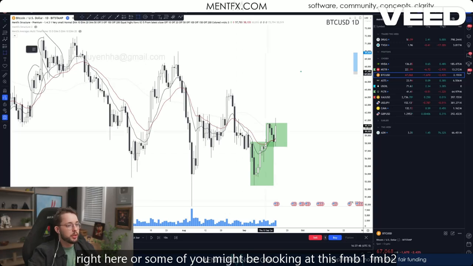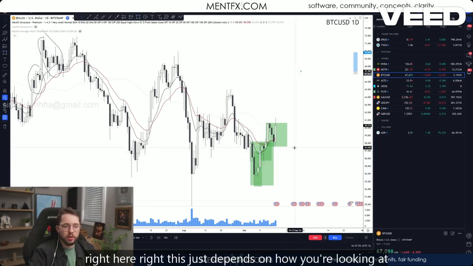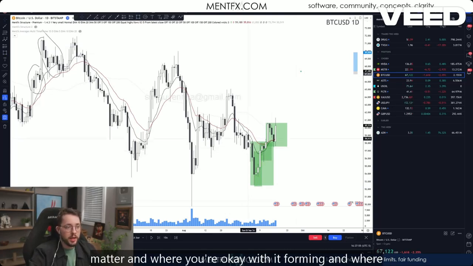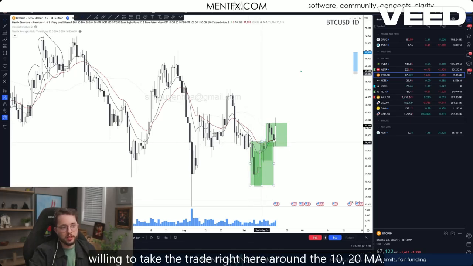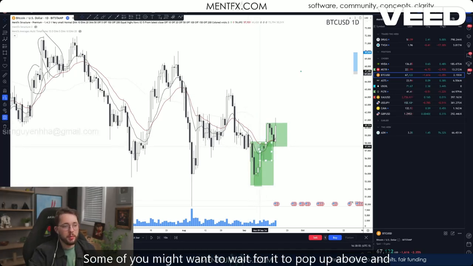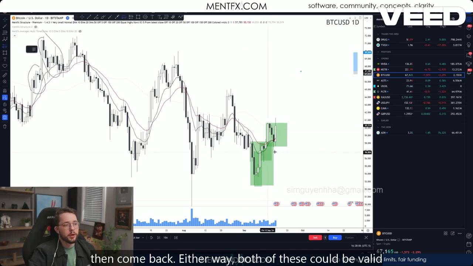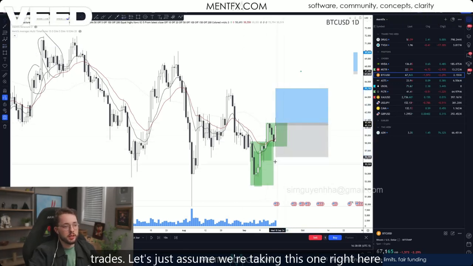Or some of you might be looking at this FMB1, FMB2 right here, right? This just depends on how you're looking at the actual double MB that's forming and where you're okay with it forming and where you're okay with taking a trade. Some of you might be willing to take the trade right here at around the 10/20 MA. Some of you might want to wait for it to pop up above and then come back. Either way, both of these could be valid trades. Let's just assume we're taking this one right here.